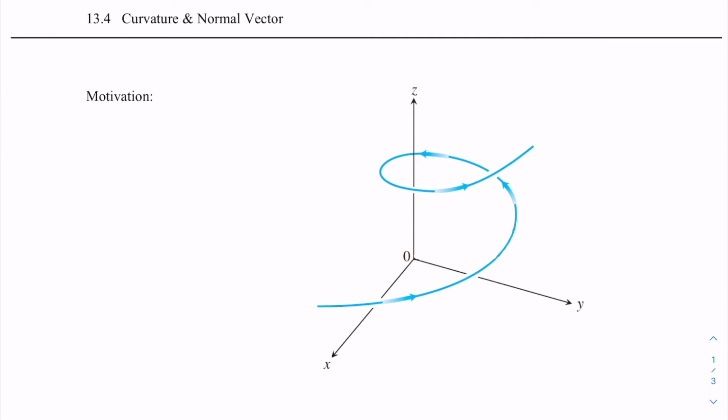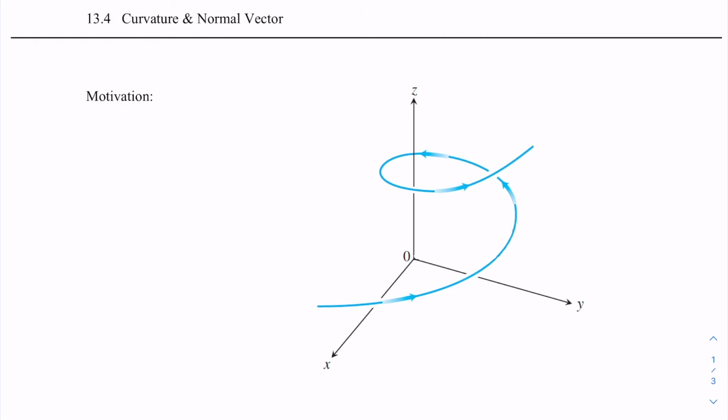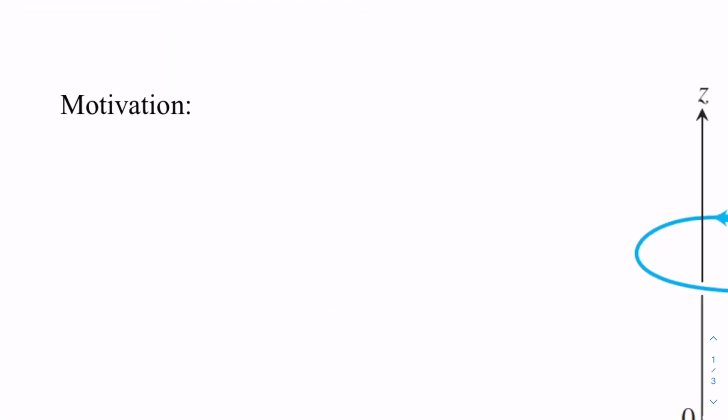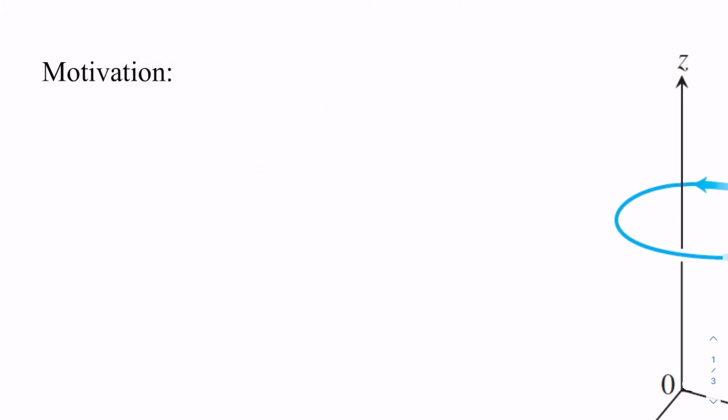Welcome to chapter 13.4, where we're going to talk about curvature and the normal vector to a curve in space. So I want to begin by just getting some motivation for why we're going to be studying these. In the last 3 chapters, we've talked a lot about curves, vector-valued functions, curves in the form like this, r of t equals something.